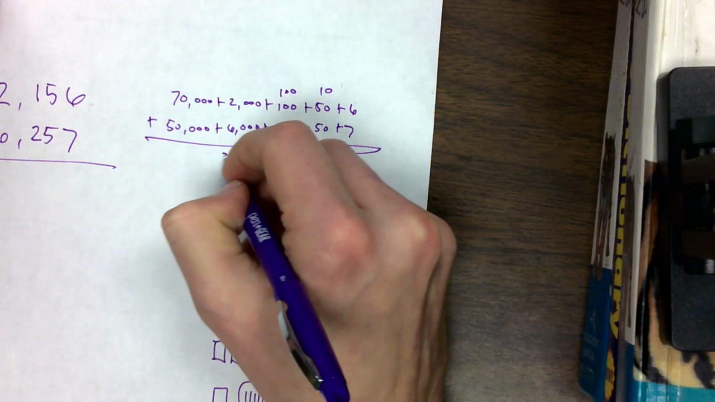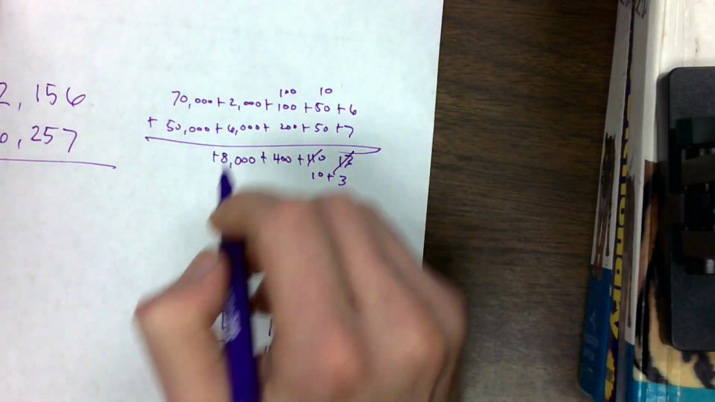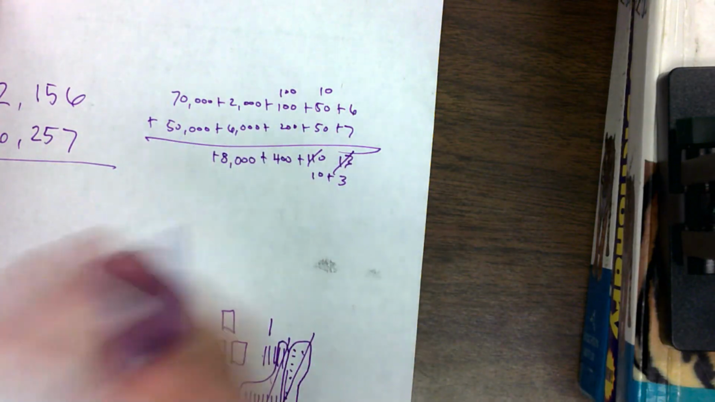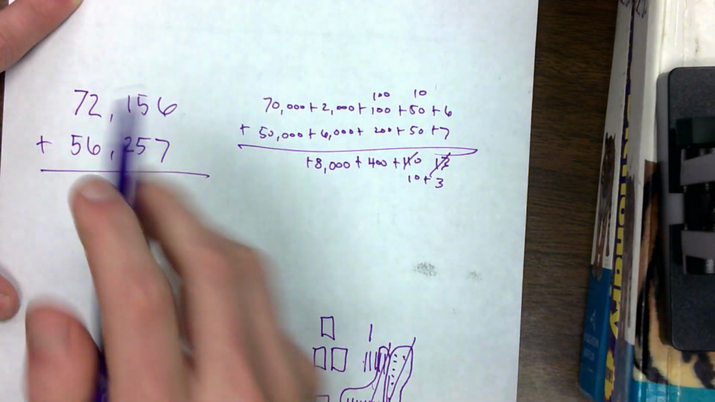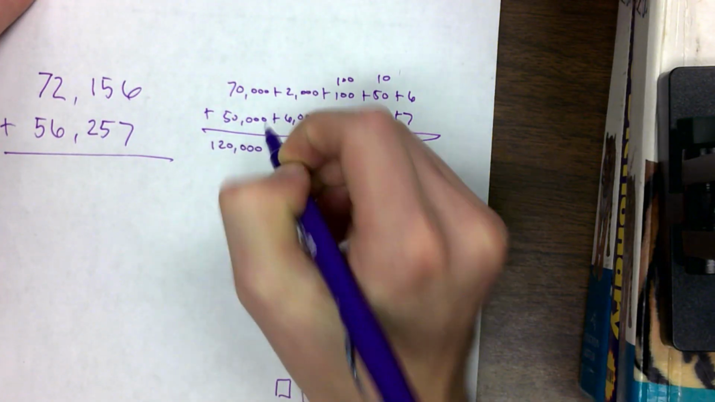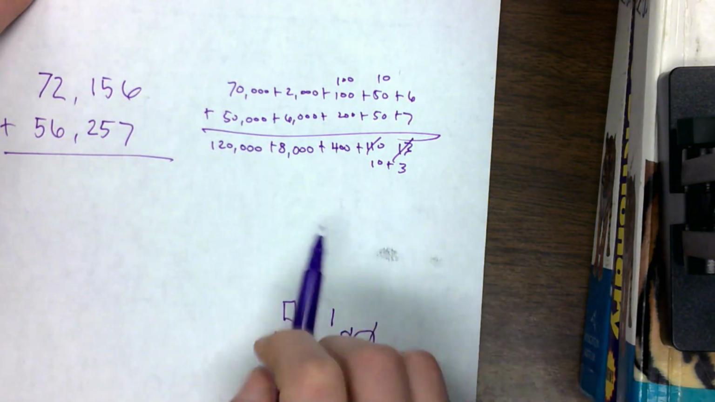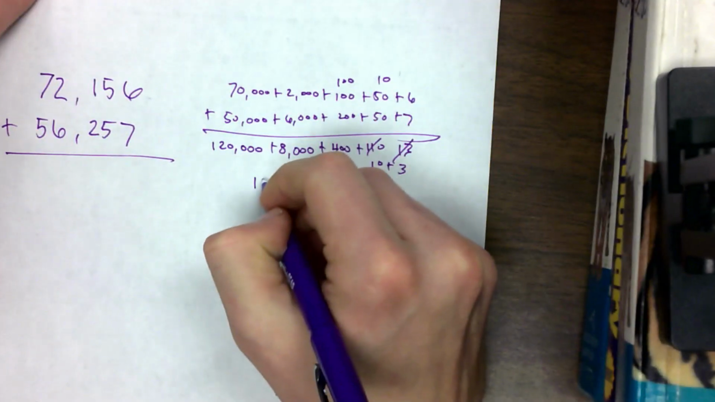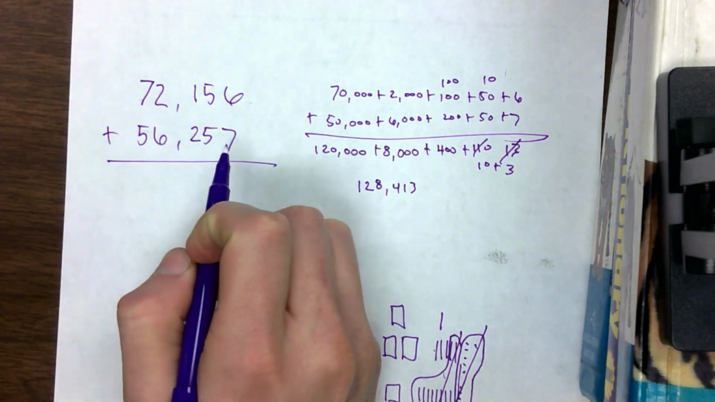2,000 plus 6,000 gives us 8,000. 70,000 plus 50,000 gives us 120,000. This kind of threw the kids off when they got to this, but they figured it out. So 120,000. You could break that into 100,000 plus 20,000, but just, again, for the sake of video. And then we add all these together. 128,413.